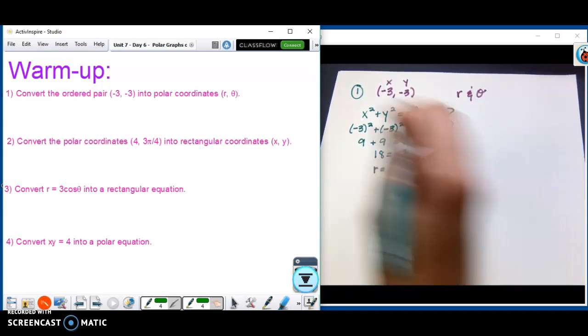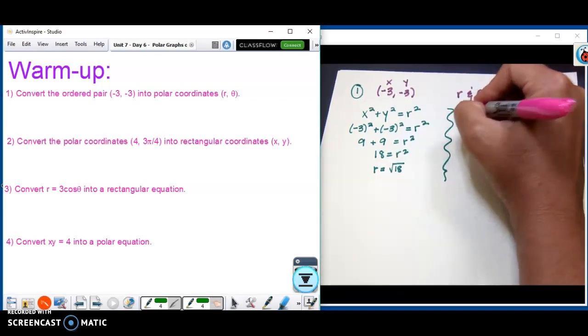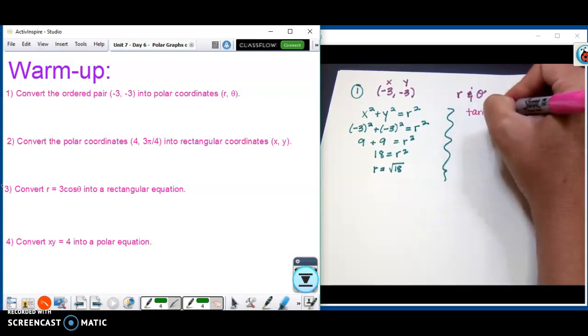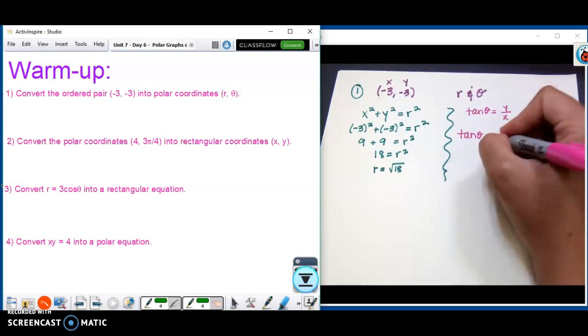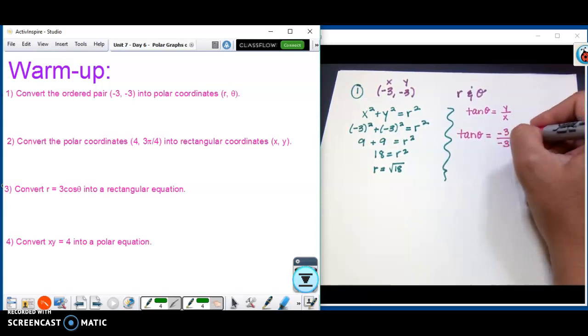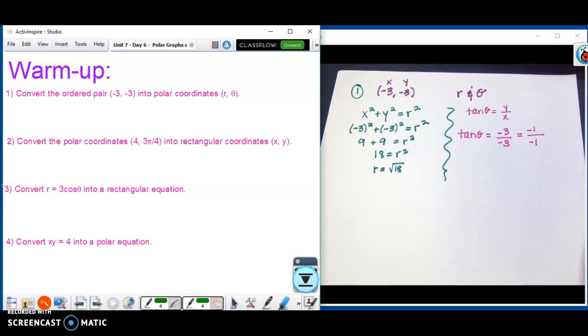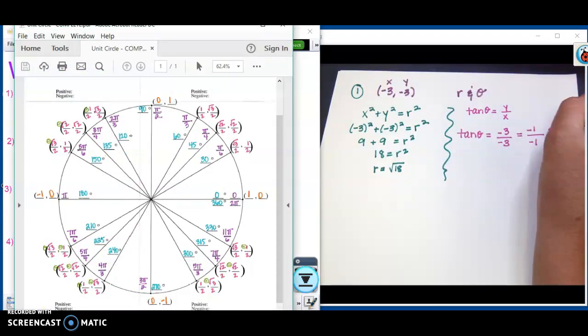Alright, so then the other formula, if you remember, going from rectangular to polar, we used was tangent theta equals y over x. So we're going to have tangent theta equals y, which is -3, over x, which is -3. So this is equivalent to saying -1 over -1. So guys, because they are both negative there, we do have to worry about what quadrant we're in. So tangent -1 over -1, that's the same thing as the negative square root of 2 over 2.